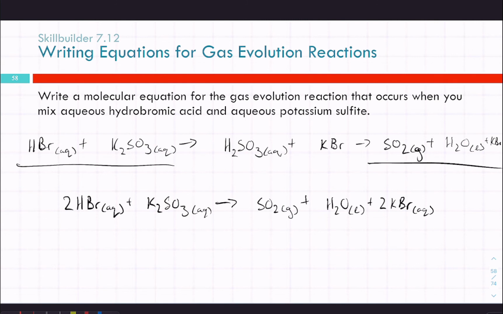Are there any questions on gas evolution reactions? Nope. Well, how is oxygen 3 too? You said oxygen, there's 3 oxygens there, and then where's the 3 oxygens over here? 3 here, 2 there, 1 there. Oh, yeah, okay.